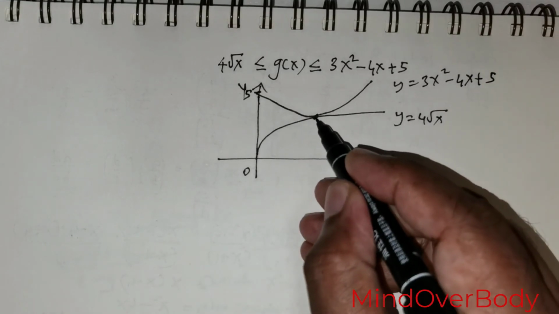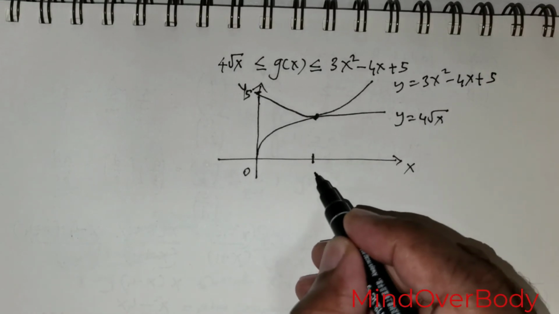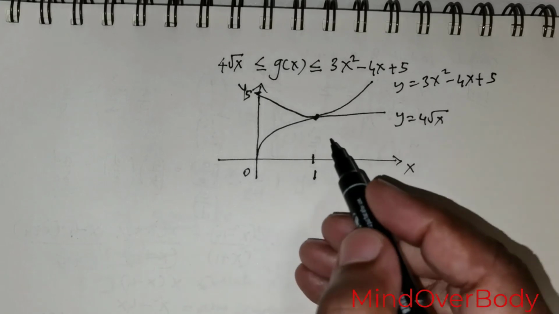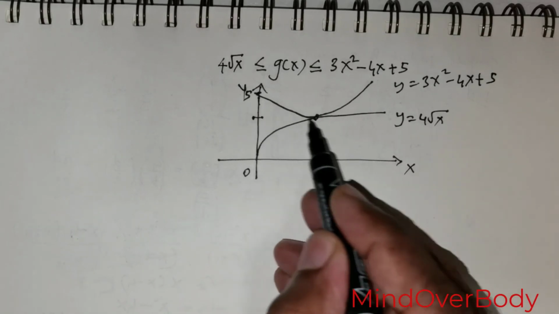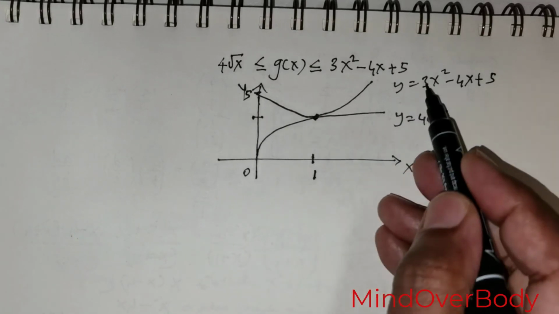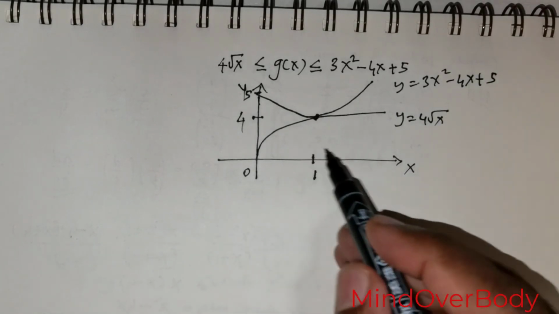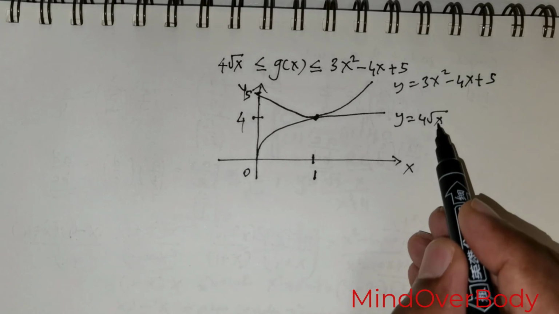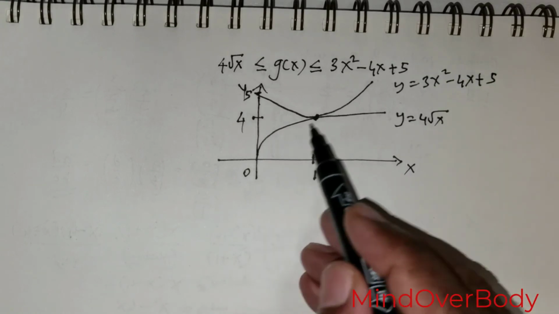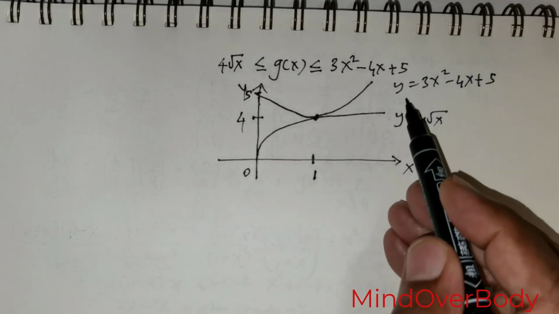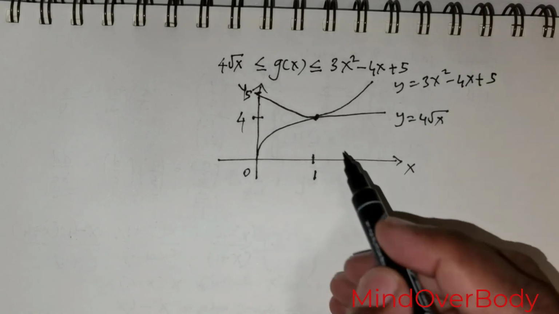Right, so there is a point of contact, and let me take this point as 1. Now at x equal to 1, there is a common intersection for both these curves, and that point is going to be 4. Because if I substitute x equal to 1, I get y equal to 4, so fair enough. X equal to 1, I get y equal to 4. So that is the intersection which I am showing.